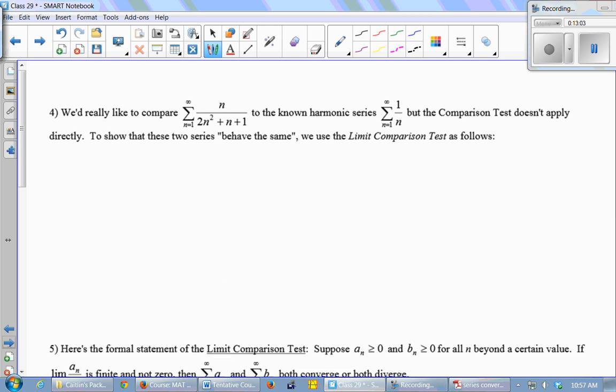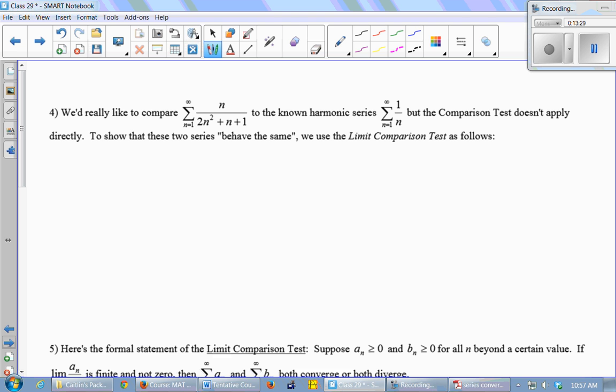So I'm still pretty convinced, just from intuition, hopefully you are too, that this sum is going to behave the same as 1 over n. I'm just thinking that the lower order terms aren't going to matter much. When you start plugging in really big n's, it's going to have the same behavior as 1 over n. So the comparison test doesn't help us though.